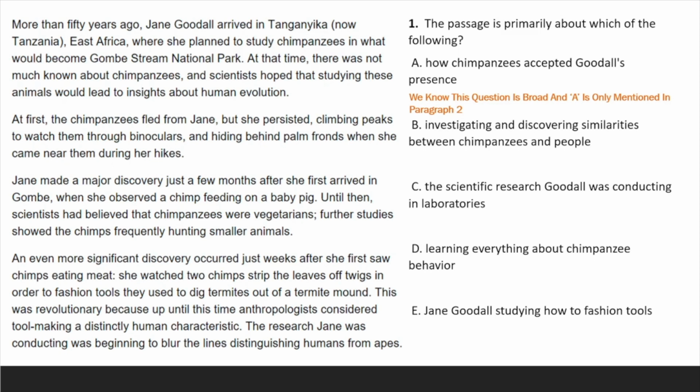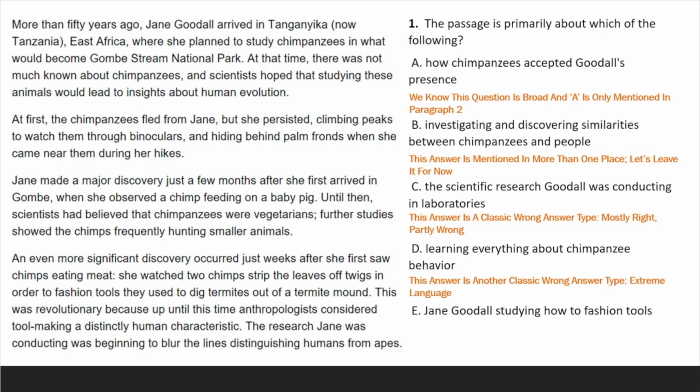Let's take a look at B. In some form or other, I see that this answer is mentioned in more than one place. Remember, we are focused on elimination, so we are searching for bad answers. Let's keep this for now. Answer choice C is a classic wrong answer type. It's mostly right and partly wrong. The scientific research Goodall was conducting in laboratories. A lot of that sounds really good and fits with things in the passage, but there's one key part that ruins it.